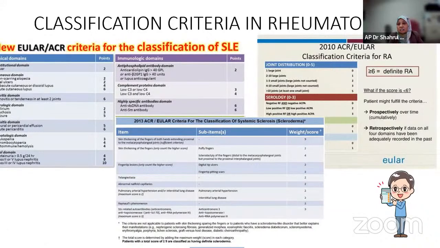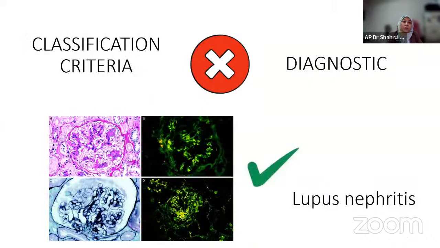And of course, in clinical settings, there are hundreds of classification criteria. It's like rheumatology has nothing else to bring except your apps to calculate whether this patient has SLE or RA or scleroderma or vasculitis or even gout. Even gout has classification criteria. So it is impossible to remember all the classification criteria. But I want you all to remember this: classification criteria are not diagnostic. It's just to assist you in classifying the patient. And these criteria are developed mainly for research purposes.